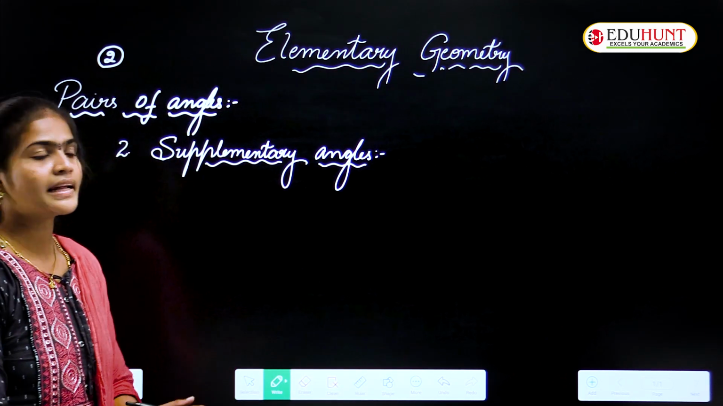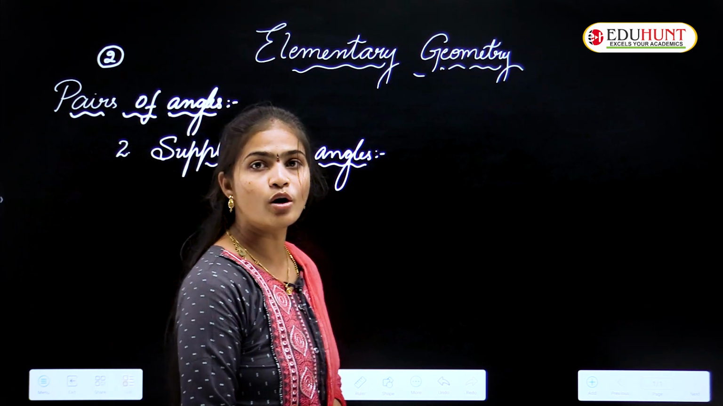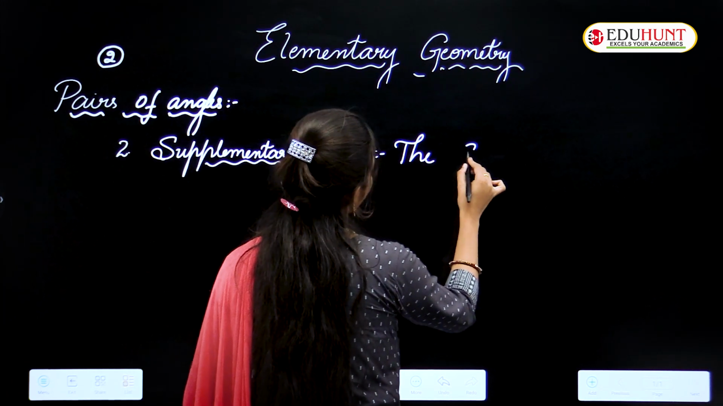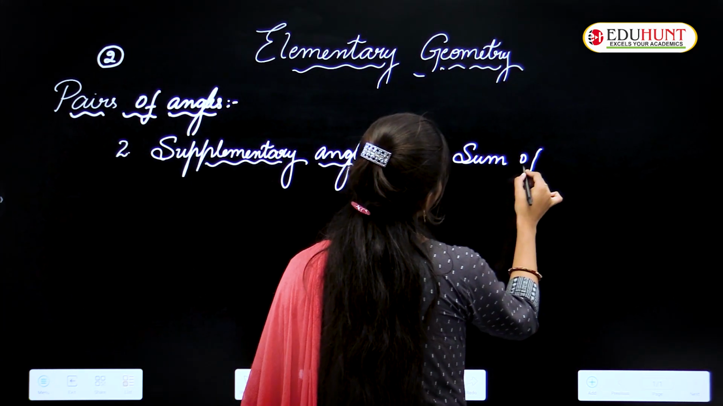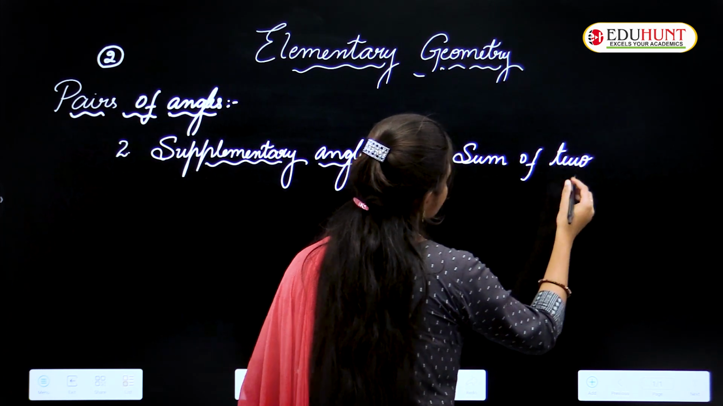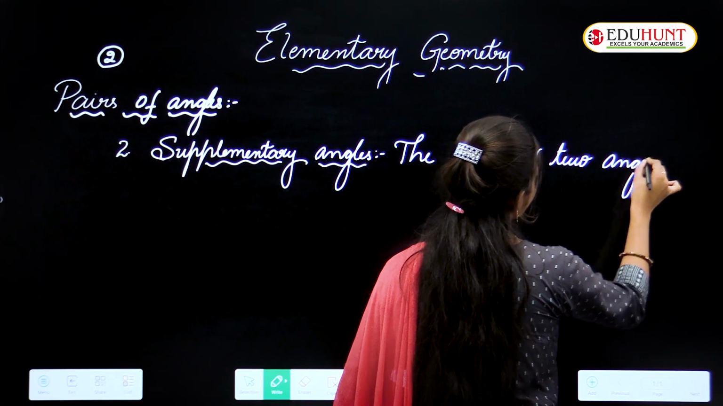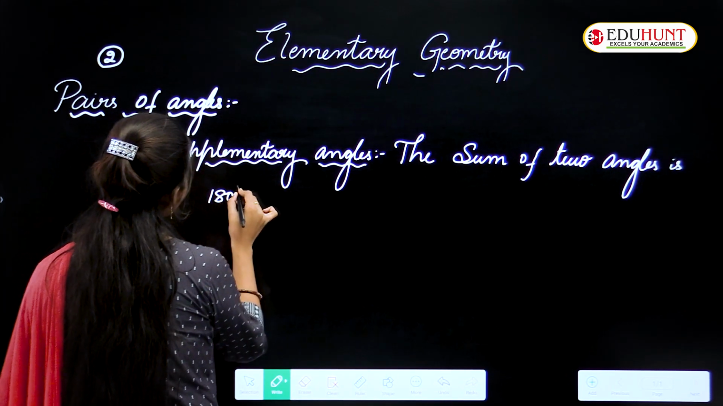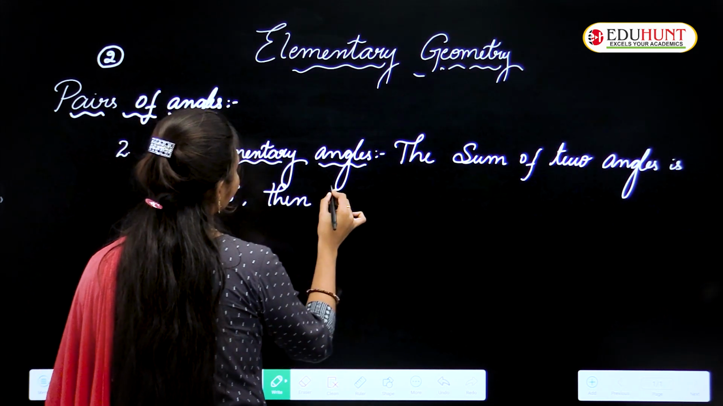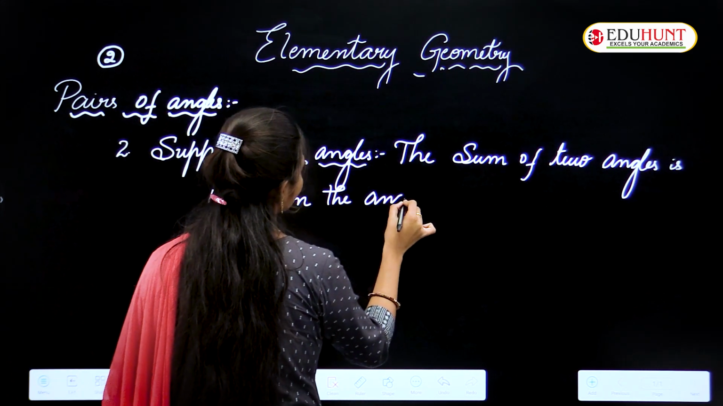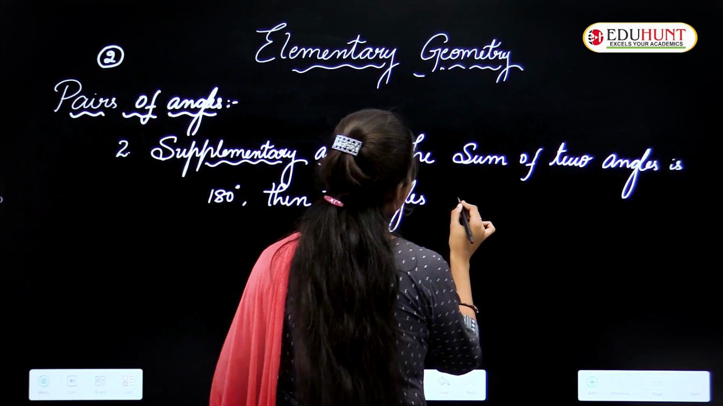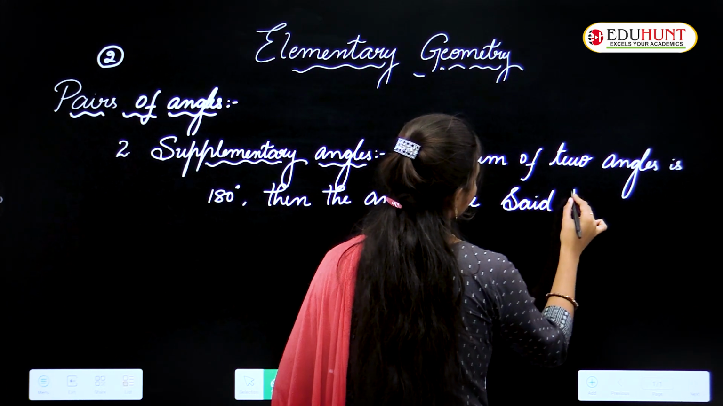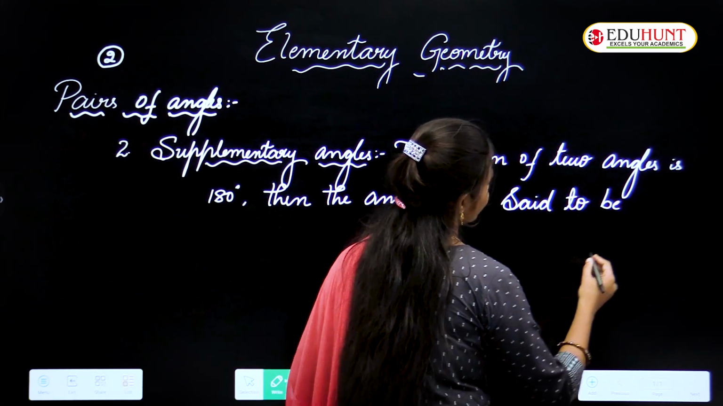Next, supplementary angles. Supplementary angles means the sum of two angles is 180 degrees. Then the angles are said to be supplementary.